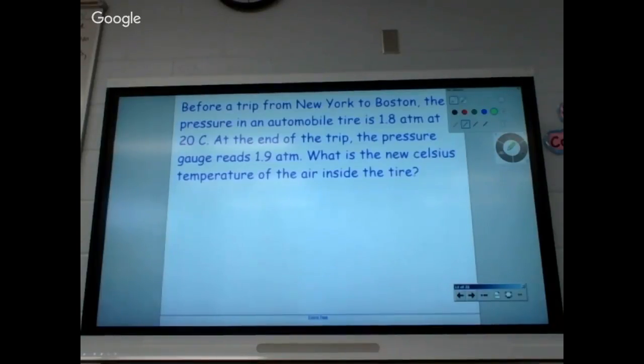So, will we not have to convert it to K since it's asking for Celsius? Nope, you've got to still change it, then change it back.